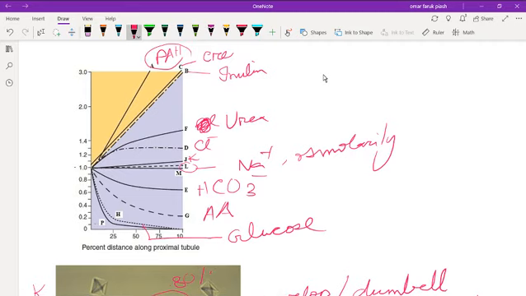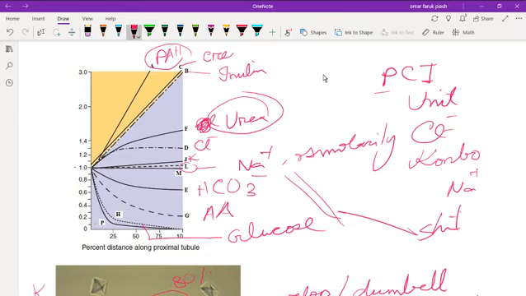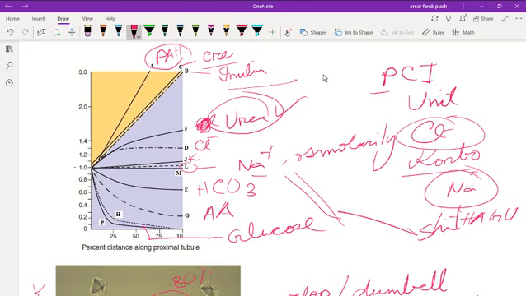And you have to remember this serial of parameters. You can remember this mnemonic, PCI unit, that means para-aminohippuric acid, creatinine, inulin, urea, then chloride, potassium, sodium and osmolarity, and bicarbonate, amino acid, and glucose.